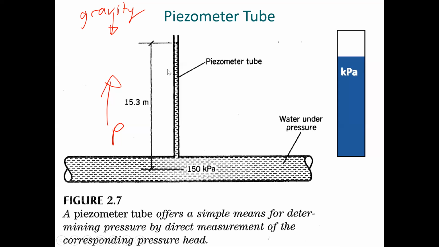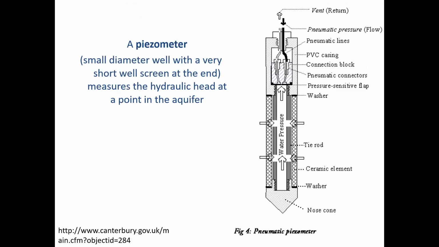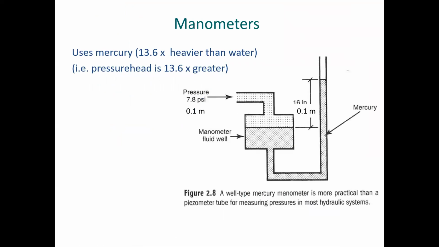Sometimes there's more pressure, and you can see that having a tube that's 15 meters long may not necessarily be that practical. So sometimes what is done is using a different system as well. Here's another picture of another piezometer, and basically it's the same idea. We're looking at water here in the middle. It's just a little bit more advanced than the diagram I showed you before.